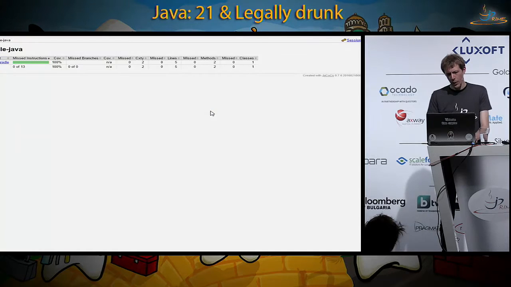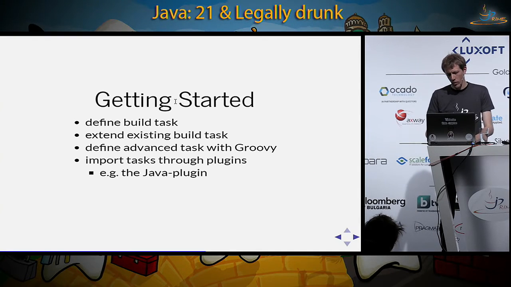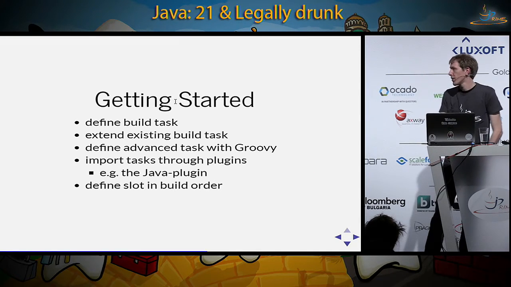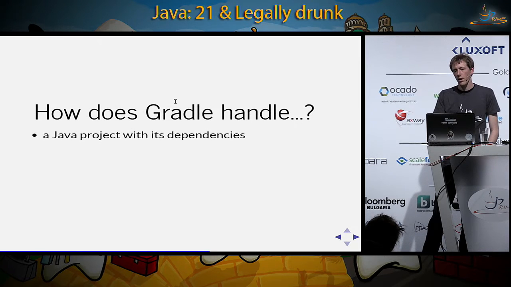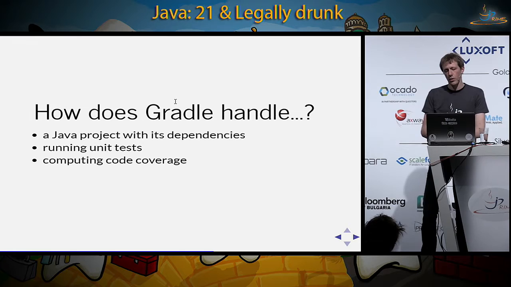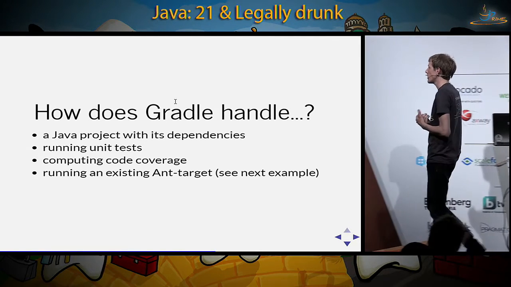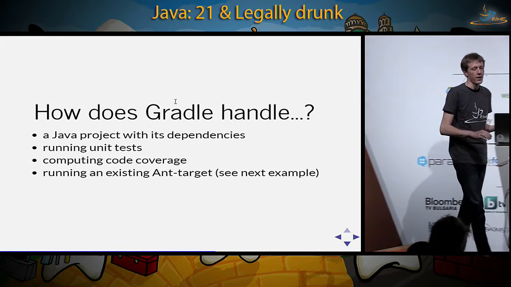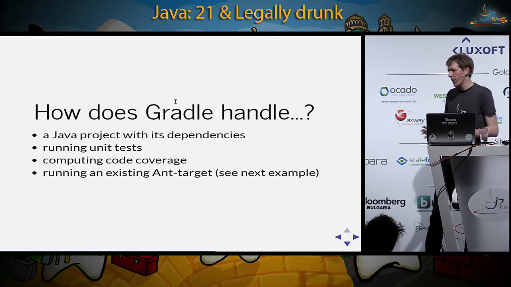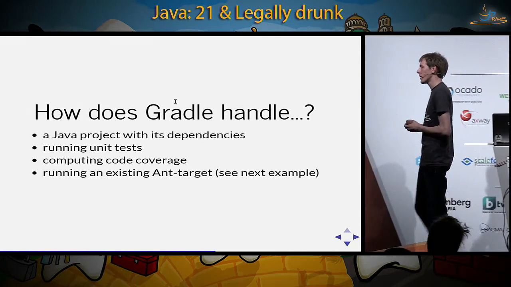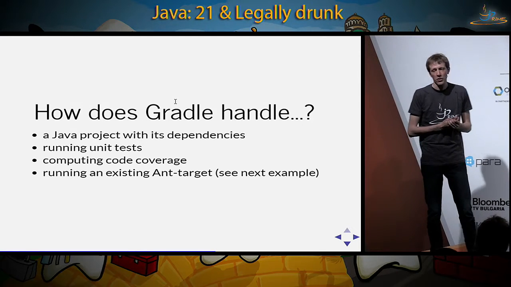So let's see where we were. We have defined a slot in the build order. How does Gradle handle a Java project? Well, we have seen that. Running unit tests, computing code coverage, and running an existing Ant target. Well, that's the one that I want to zoom in on next. Because when you have this much Ant scripting, you know, you can't replace it all.